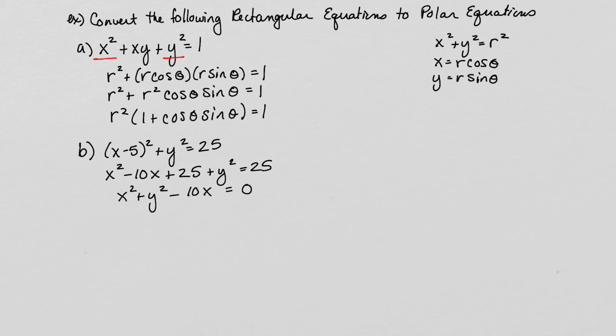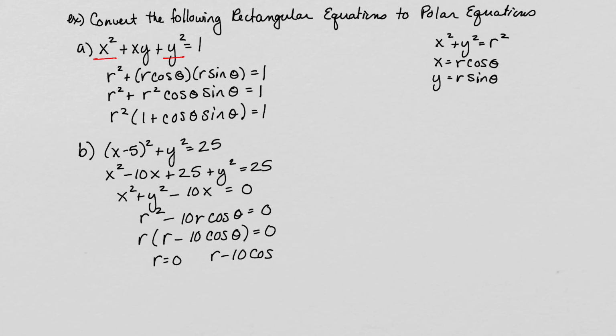And then x squared plus y squared, that's just r squared. So r squared minus 10 r cosine theta equals 0. And you could factor out an r, right? So in this case, we'd have r times r minus 10 cosine theta equals 0. And you could split this into two equations: either r is equal to 0 or r minus 10 cosine theta equals 0. R equals 0 is saying you don't have a radius, you didn't go any distance. So r equals 0 is just a point at the origin.